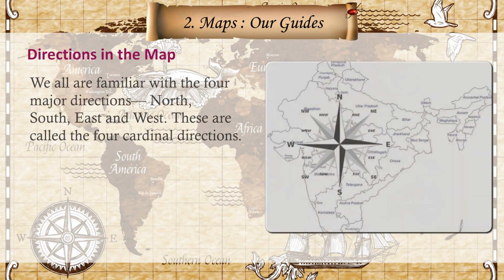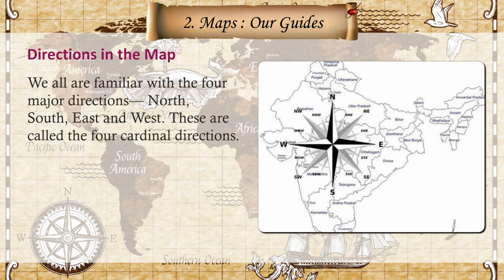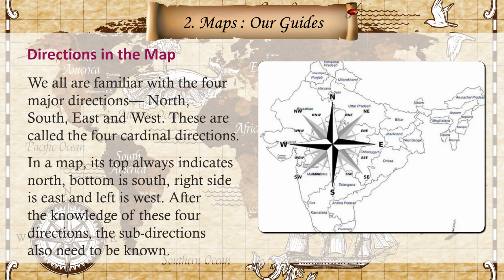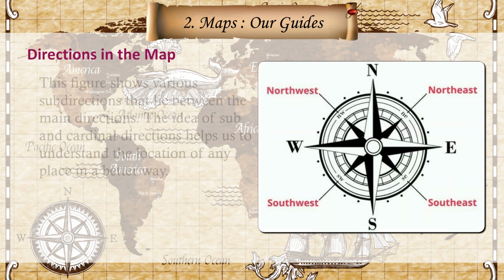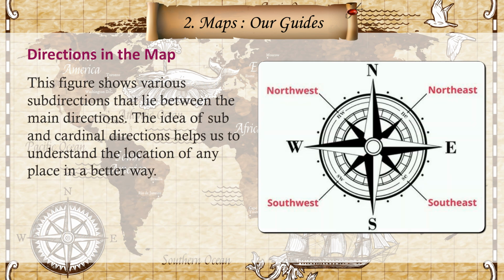Directions in the map. We all are familiar with the four major directions: north, south, east and west. These are called the four cardinal directions. In a map, its top always indicates north, bottom is south, right side is east and left is west. After the knowledge of these four directions, the sub-directions also need to be known. This figure shows various sub-directions that lie between the main directions. The idea of sub and cardinal directions helps us to understand the location of any place in a better way.